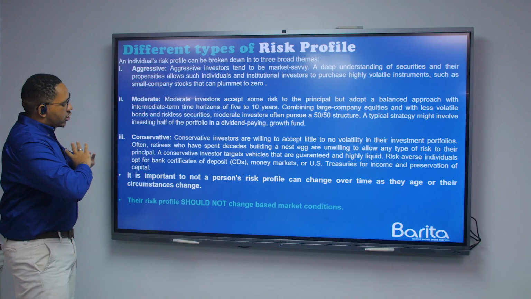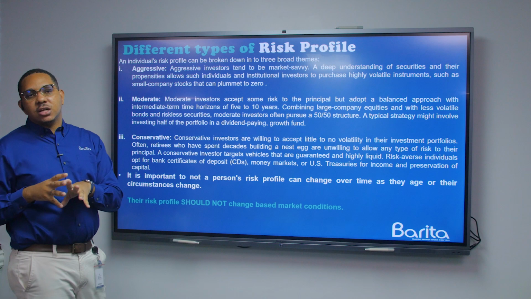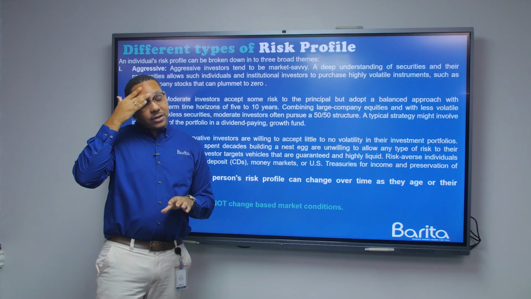But I highlighted this, I think I should have made it its own screen. Their risk profile should not change based on market conditions. It's not because everything has gone down that you say, oh my Lord, I'm no longer aggressive, I never planned for this. That should not be the case. Market conditions should not determine a person's risk profile. If you buy an equity today and the stock goes down 20%, you should be like, cool, I'll buy some more because it's now 20% cheaper. That is how you should think. That is how a person with an aggressive risk profile should really be buying. Not, because it went down 20%, give me back my money, take it back. No, that person was not allocated to the appropriate risk profile.